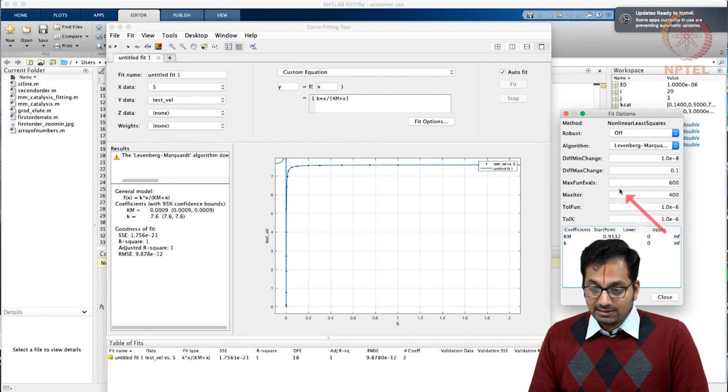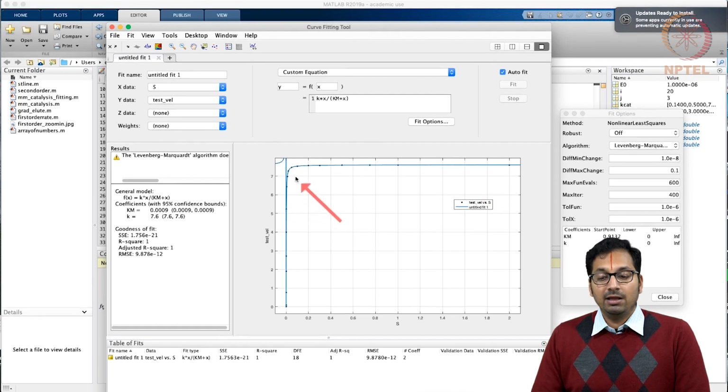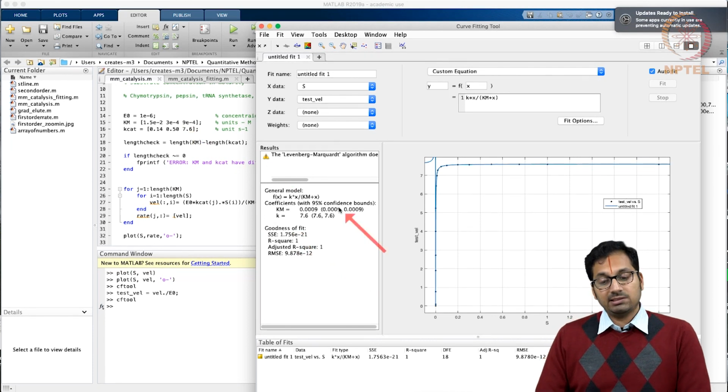And what you are able to nicely see here is that the fitting, the blue curve, is nicely passing through every data point. And since this is the third simulation that was done for tRNA synthetase, you are able to realize that the Km that was used, which is 9e-4, that is 9 times 10 power minus 4, is exactly what it fits out. You are able to see that the fit is 0.0009, and the value of Kcat, which is given as K here, is nicely coming as 7.6.